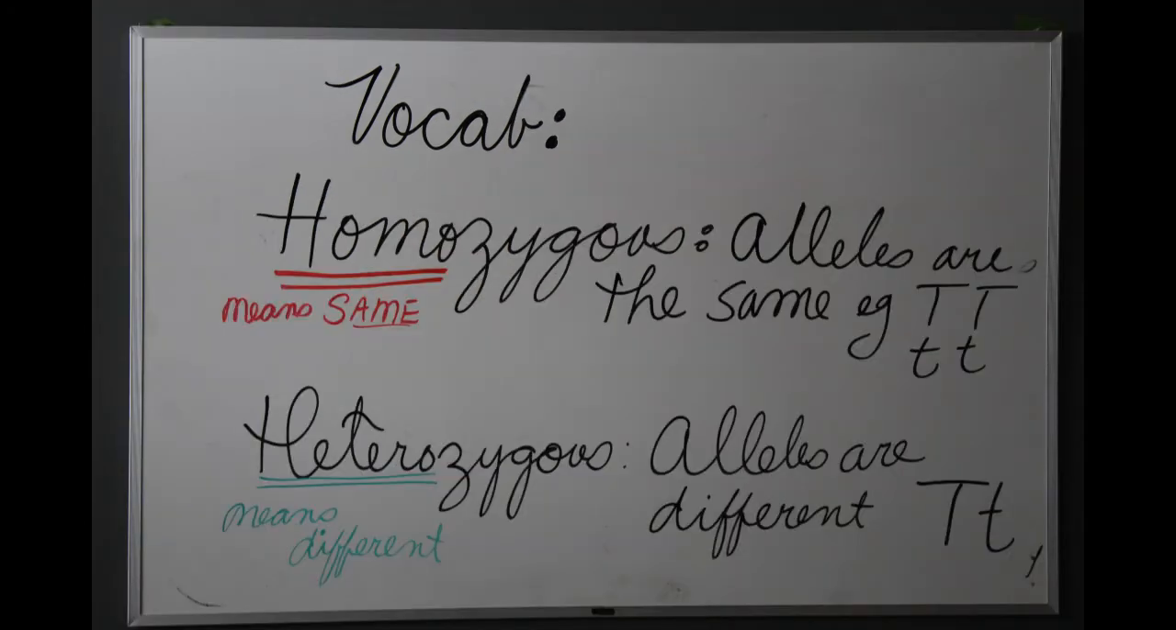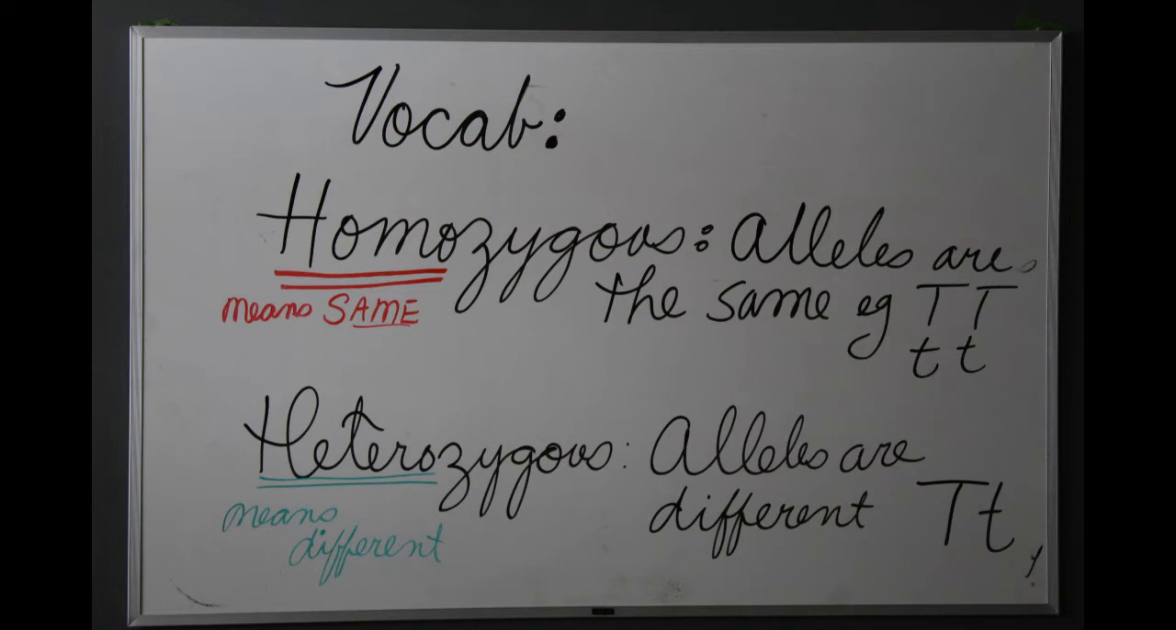Two other words you're going to want to make sure you understand are homozygous and heterozygous. So the prefix homo means same, and that just means the alleles in a genotype will be the same, whether those are dominant or recessive. So it could be two big T's in this case or two little t's.